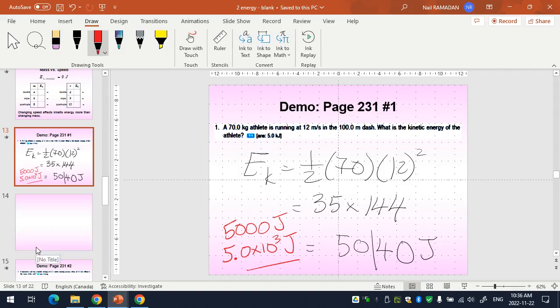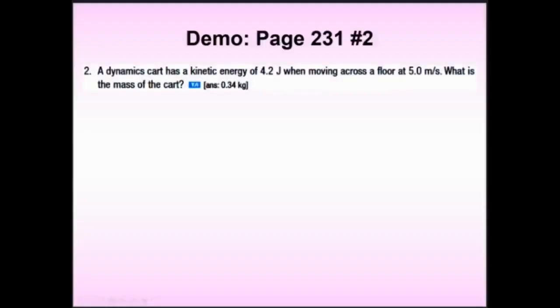All right, next one, experiment. A dynamics car has a kinetic energy. So do we already know the EK? Yes, we do. So is this going to be a forward or a backward problem? They could ask us for one of two things: how heavy or how fast. Which one are they asking for? They're already giving you speed. So that means they're asking how heavy is the car.